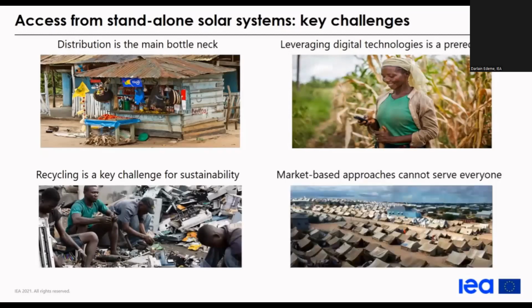And last, usually those solar home system distribution models have been led by private sector players who are really relying on a market-based approach. So they sell to a bankable customer, and this type of approach is not adequate for everyone. So, for example, if it comes to provide electricity services to very isolated or very fragile communities like in refugee camps, such private approaches are not adapted.